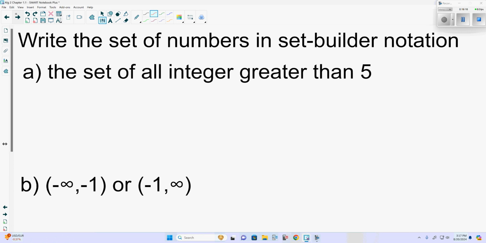So now for these next few, we're going to write in set builder notation. We're going to look at our first one here, the set of all integers greater than 5. Well, they told us our type of numbers are all integers. And our description is that they are greater than 5. So when we write this in set builder notation, the first thing we're going to do is put our brace, x.